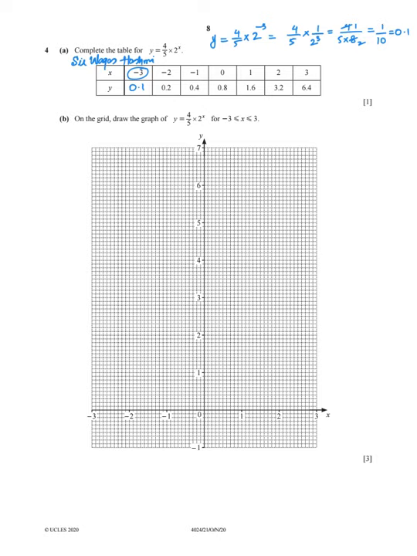After that we need to plot the values. So when x is minus 3, y is 0.1, this point. When x is minus 2, y is 0.2, this one. When x is minus 1, y is 0.4. When x is 0, y is 0.8. When x is 1, y is 1.6. When x is 2, y is 3.2, and when x is 3, y is 6.4. Alright, so you got all the points. You need to join them with a smooth curve. So that's how you are going to draw the curve.